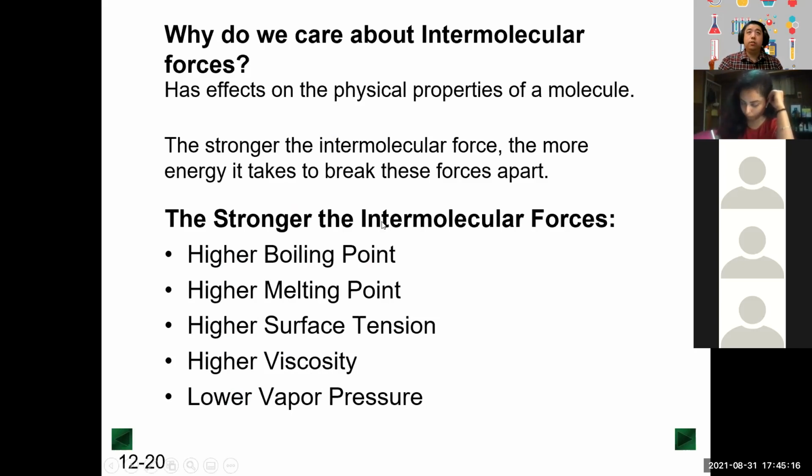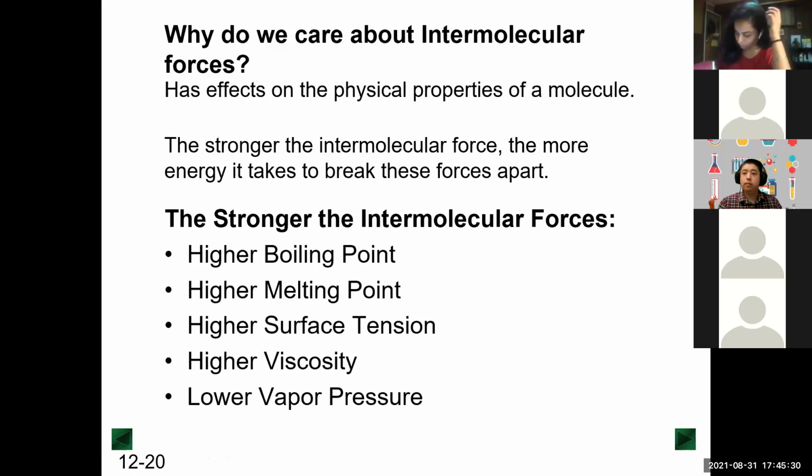Now, this slide should also help you with your lab. Paying attention to the stronger the intermolecular force, the higher the boiling point. Okay, does anyone else still need more time with this? All right, give me a few more seconds with it.